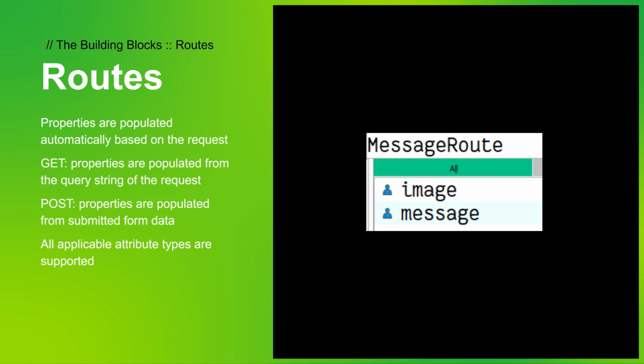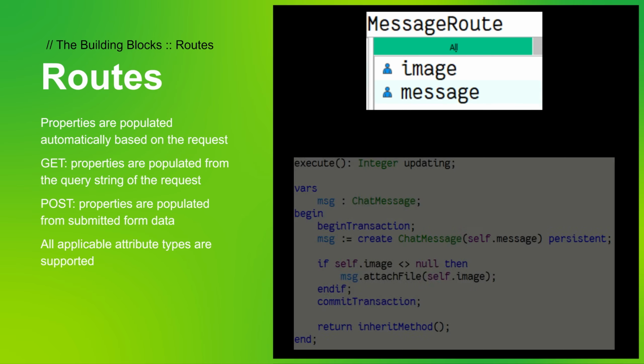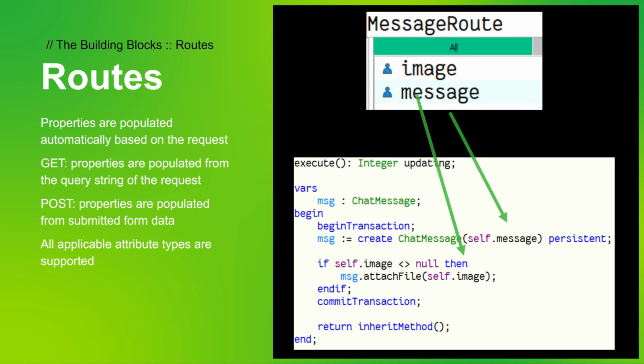You can put properties on your route classes, and these properties will be automatically populated based on data sent in the request. In a GET request, the properties are populated from the query string of the URL, and in a POST request, they're populated from the submitted form data. So in this example, we have our message route class, and it has two attributes, image and message. In our execute method, we can access the values of both of these, and they will be filled in based on the request sent by the browser.